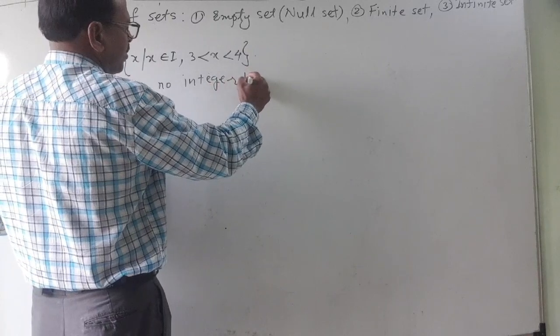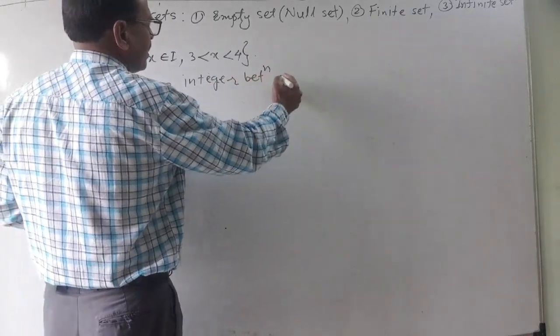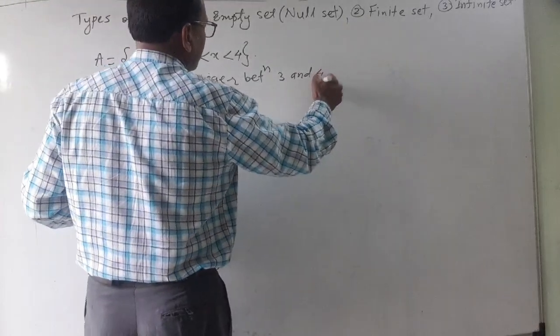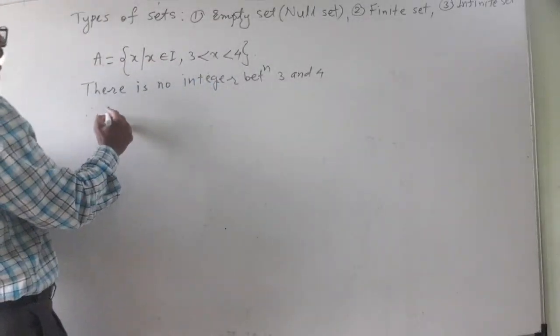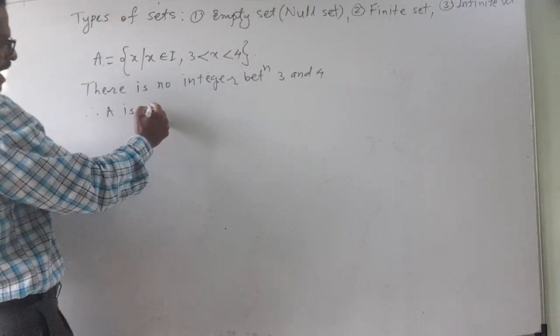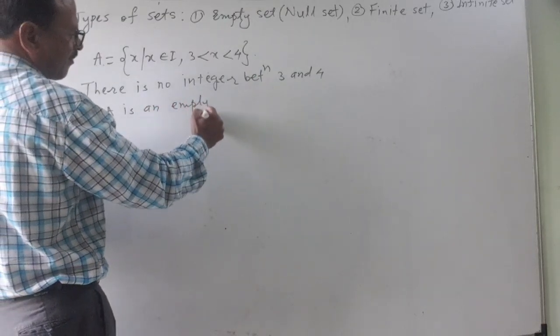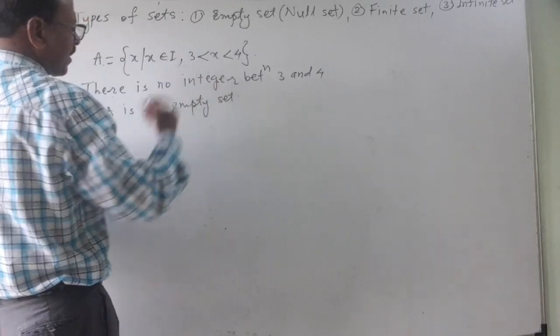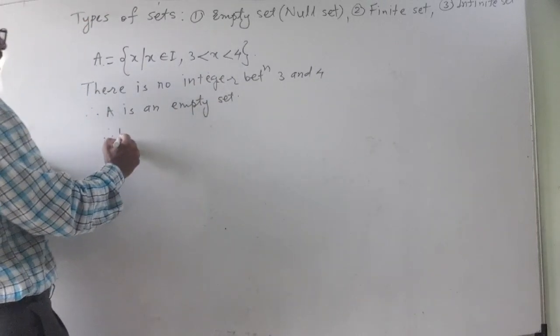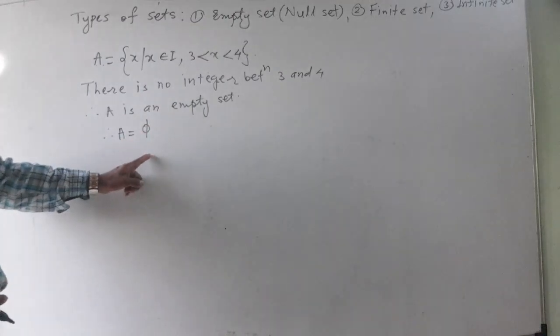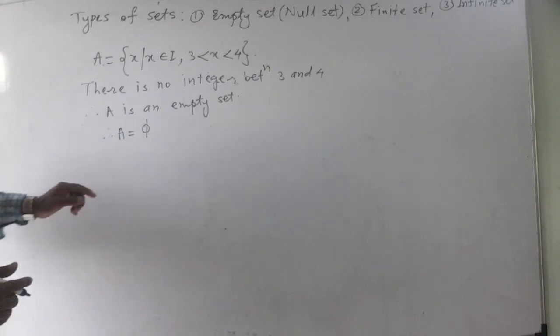Integer between 3 and 4. Therefore, A is an empty set. Therefore, A equal to 5. This is the way of writing the empty set.